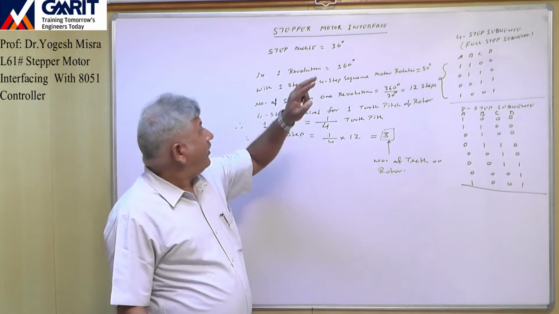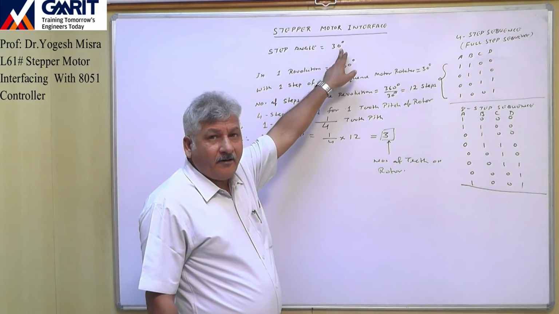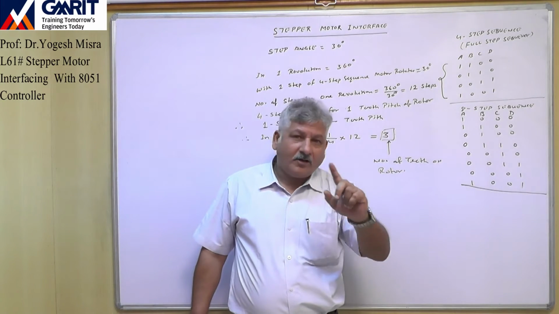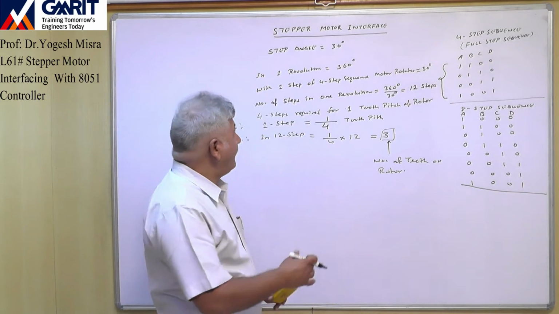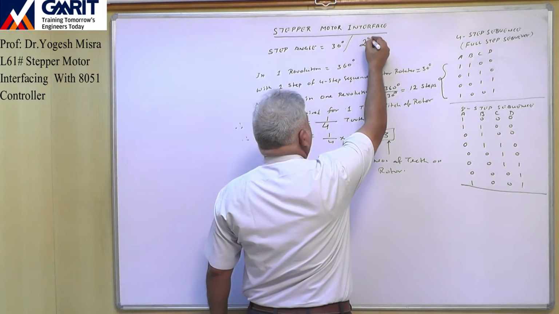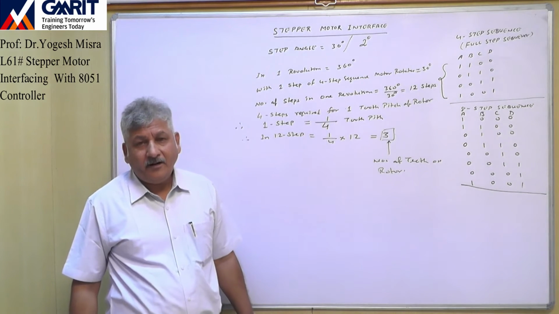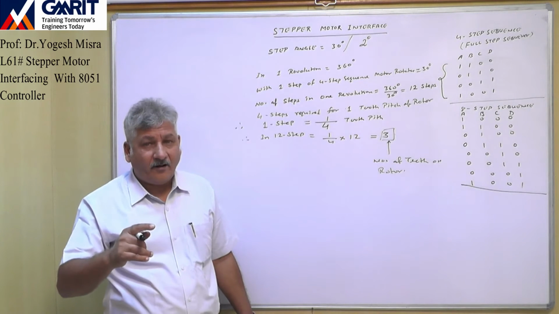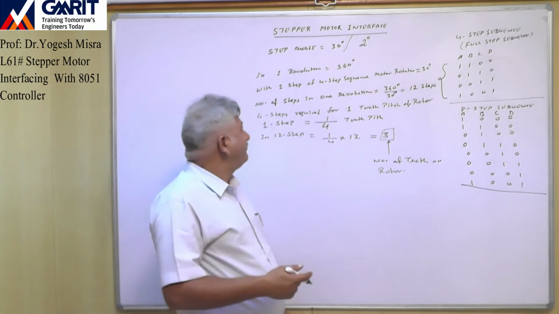So for a stepper motor with step angle 30 degree, there will be 3 teeth on the rotor. Now if we are having a stepper motor with 2 degree step angle, then how many teeth will be there on rotor? If we want to calculate this, then we have to follow the same approach.